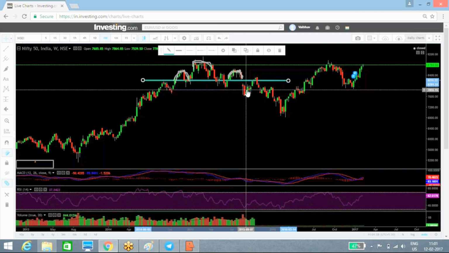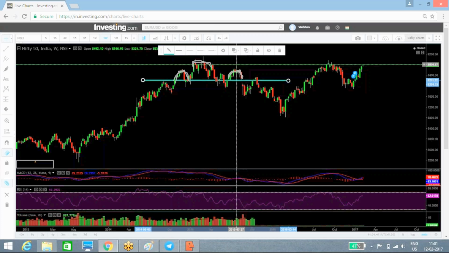Okay, just write that somewhere or keep it in your mind. If your support line or resistance line breaks, then their roles get reversed. Support becomes resistance and resistance becomes support. How? We'll see in different charts.